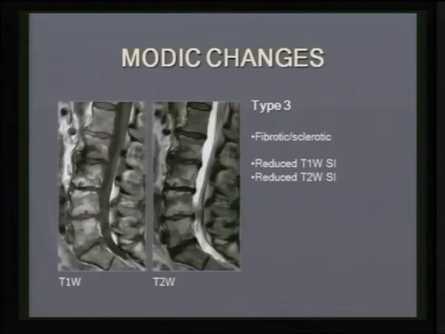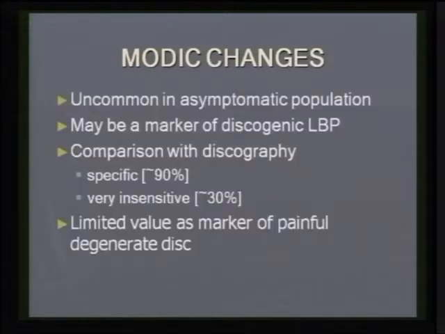That suggests a degree of healing. And again, relatively uncommonly, we see the type 3 change, which is reduced signal on both T1 and T2, which corresponds to fibrosis and sclerosis of the marrow adjacent to the disc.